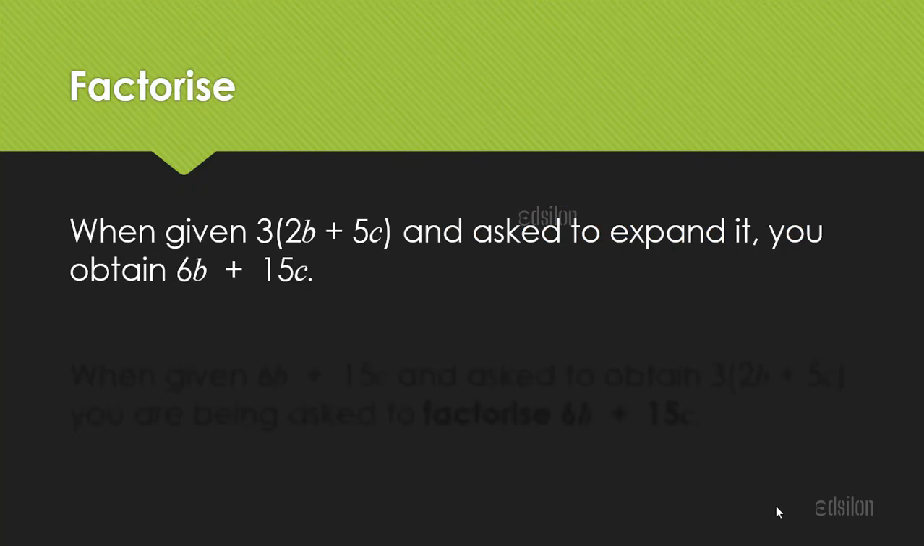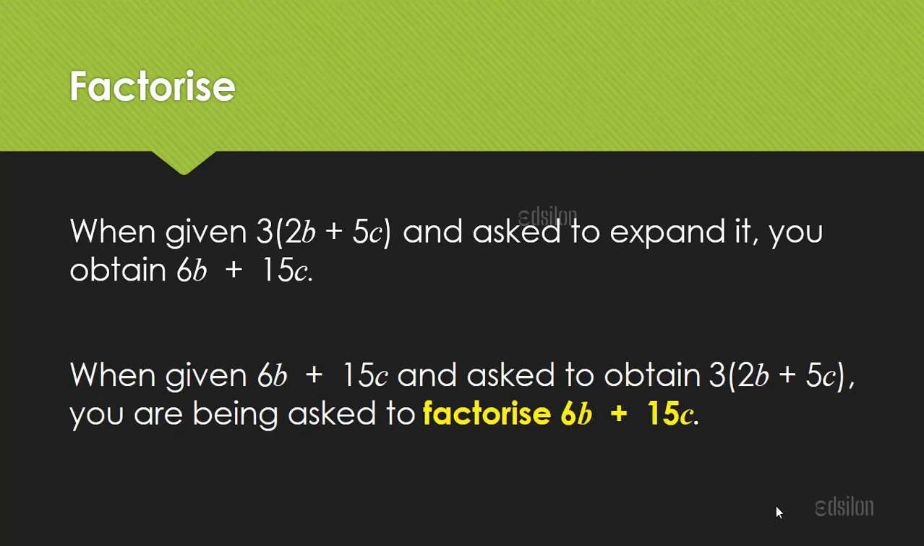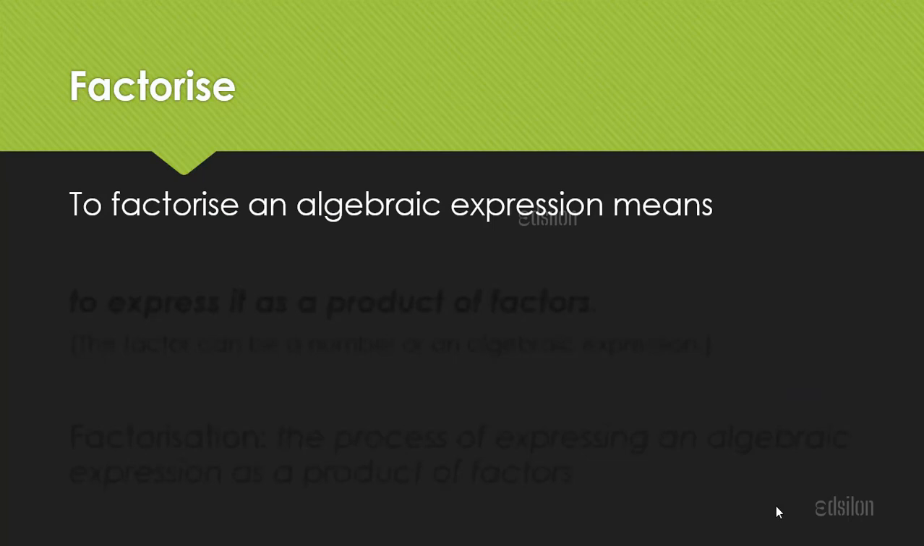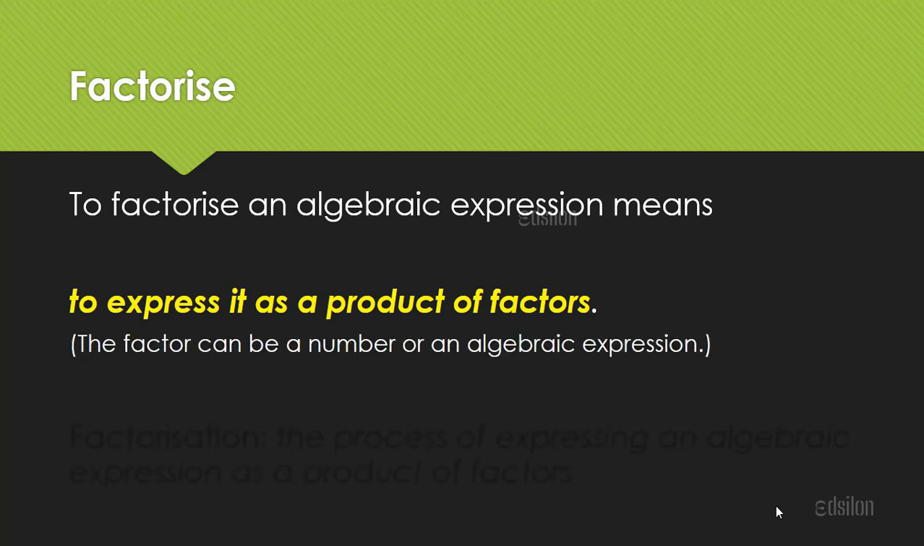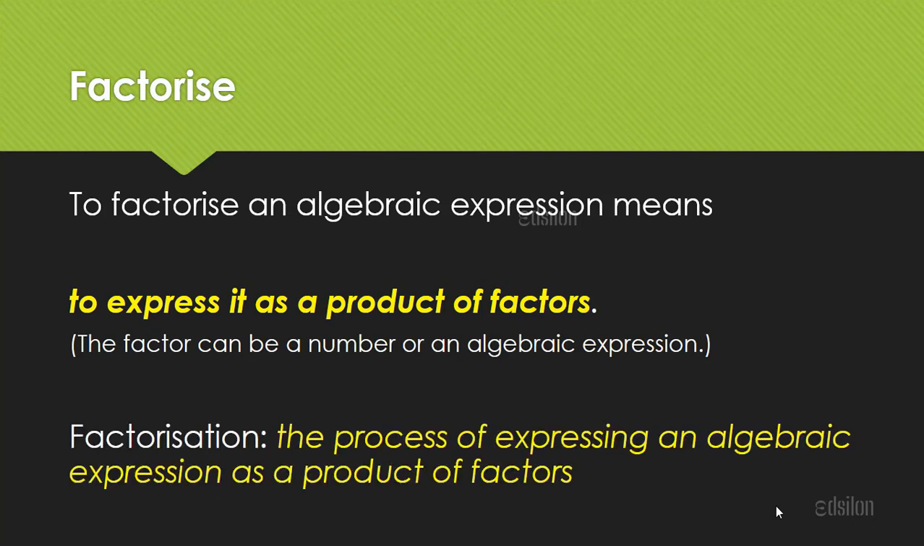When you are asked to expand 3 times of 2b plus 5c, you obtain 6b plus 15c. What if you are given 6b plus 15c and have to work backwards to obtain 3 times of 2b plus 5c? What you are doing is you are factorizing 6b plus 15c. So, to factorize an algebraic expression, it means to express it as a product of factors. Now, do take note that the factor can be a number or an algebraic expression. Factorization is therefore the process of expressing an algebraic expression as a product of factors.